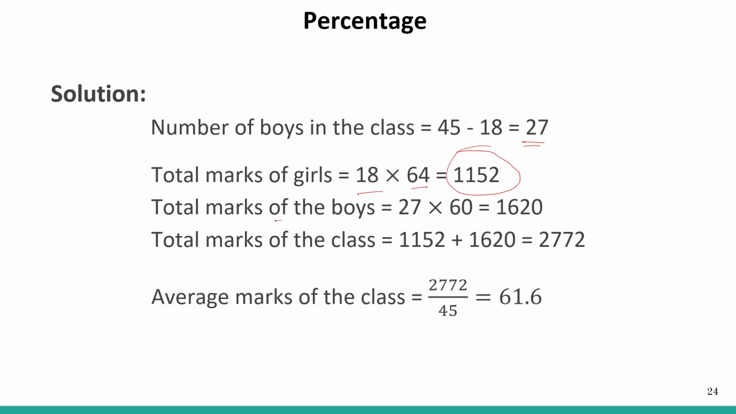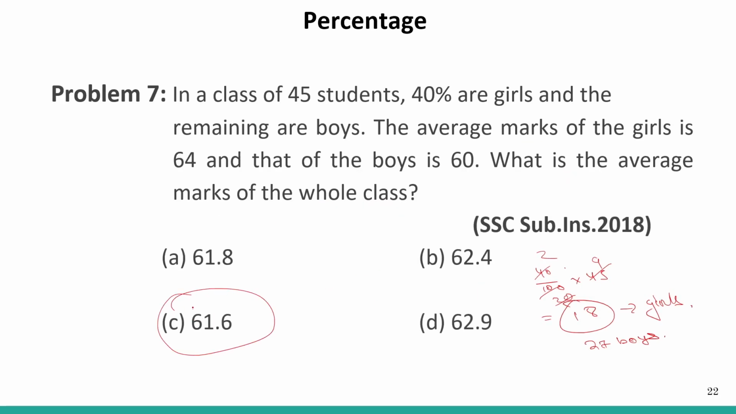Okay, so total marks of the boys is equal to 27 into 60 is equal to 1620. So total marks of the class is equal to 1152 plus 1620 is equal to 2772. Okay, so average marks of the class is equal to 2772 by 45 is equal to 61.6. So this will be the correct option. 61.6 is the correct option. These are all wrong options.